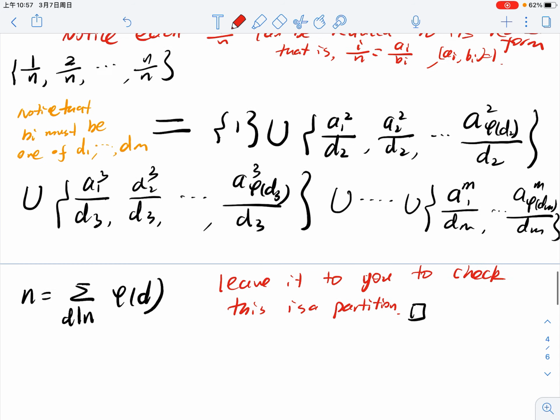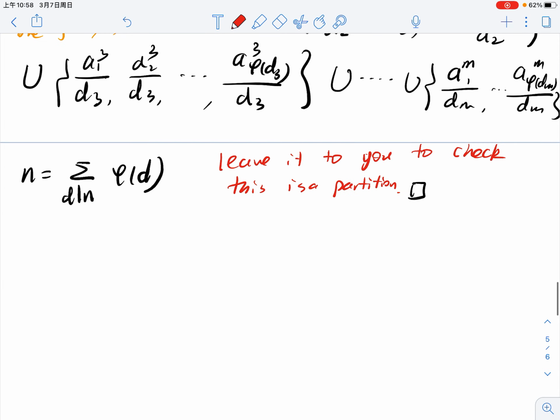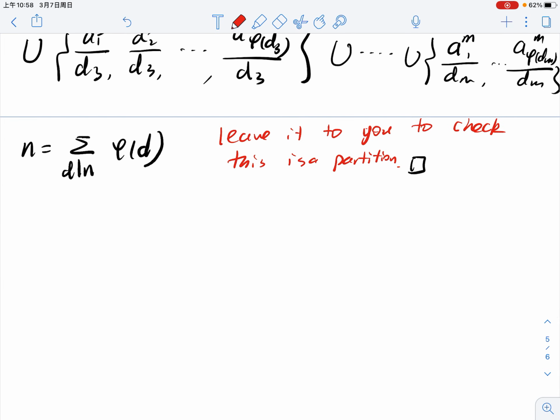In other words, you need to prove that all the elements on the left side, the set 1 over n, 2 over n, up to n over n, have their corresponding one on the right-hand side. And on the right-hand side, you don't have repetition. That means no element corresponds to two elements on the left-hand side. In other words, you need to prove it's a bijection. Okay, if we are satisfied with the formula, then we are done with the lecture.